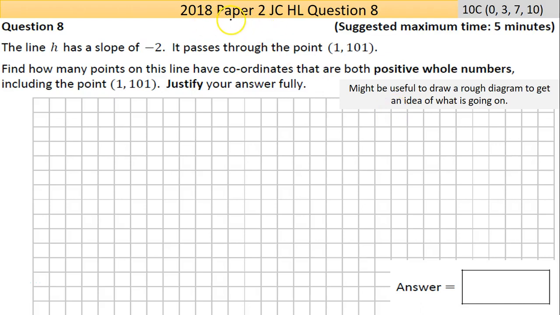Hi, and welcome to the 2018 paper 2 of the Geo Cert higher level. This is question 8. Now, it's a short enough question, it's only one part to it, or no part to it really.